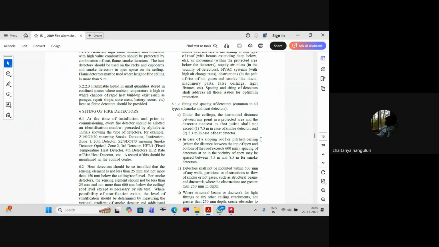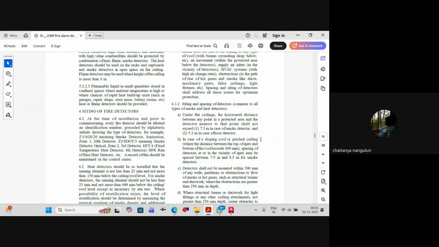The other condition gives the distance between detectors, and there's a clash between these two points. That means the first point I've read and the next point, both are not determining the same thing. So a lot of people will have arguments on this.